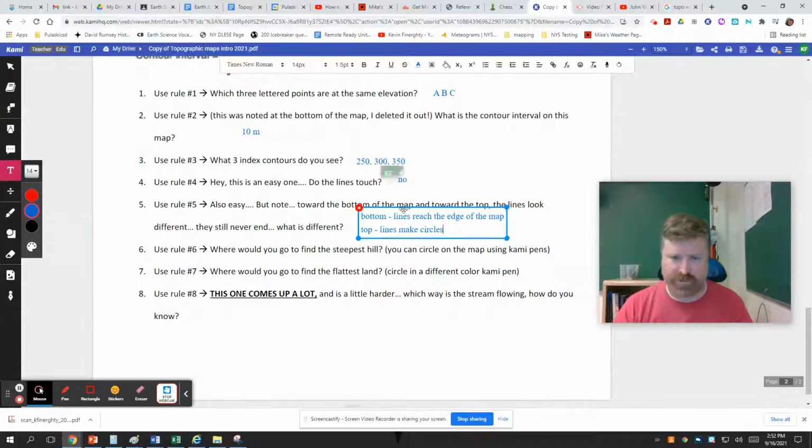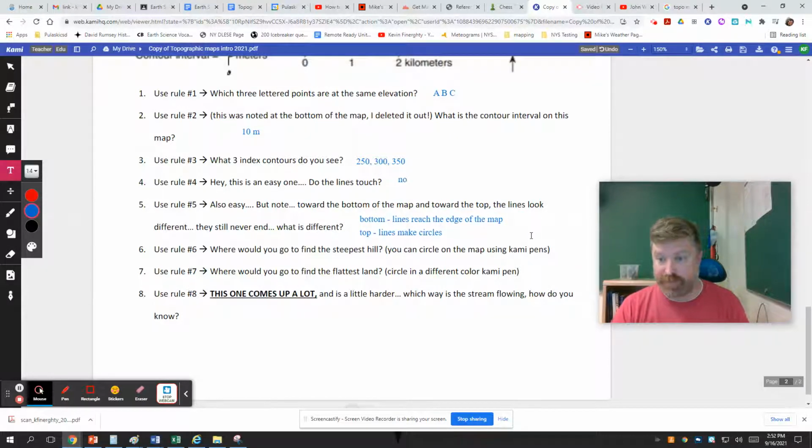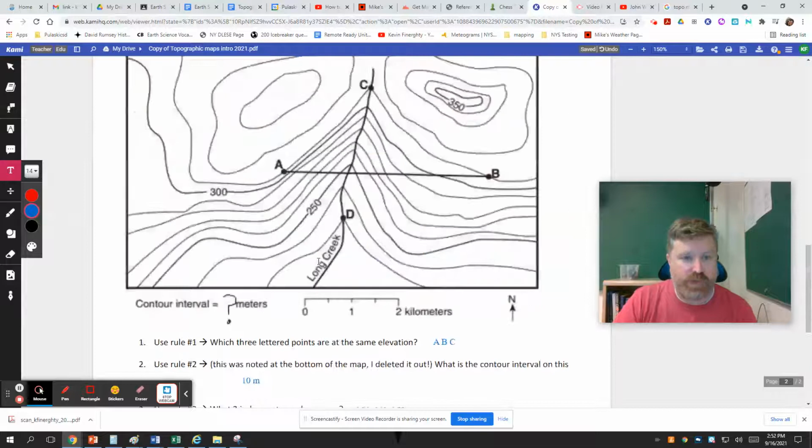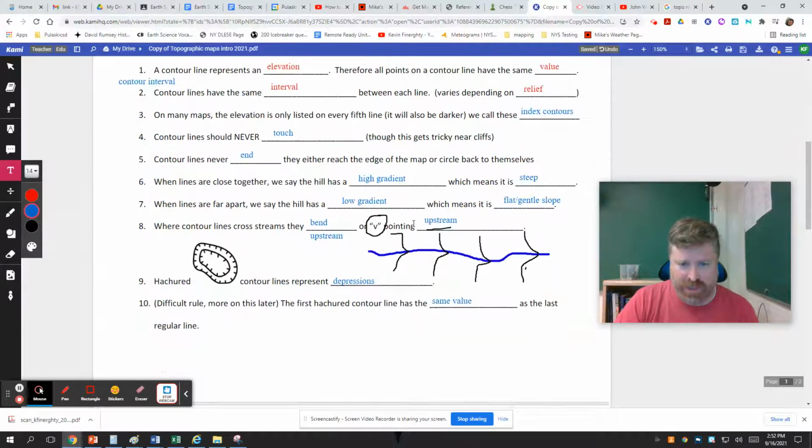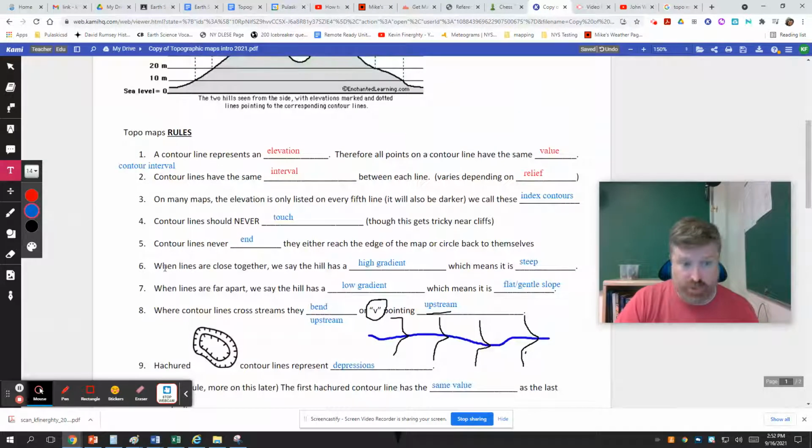You know, they're not perfect circles, obviously, because they're the shape of the hills. Rule number six, where would you go to find the steepest hill? Rule number seven, where would you go to find the gentlest hill? And I asked you to color them in. So let's do those rules. When the lines are close together, it says it has a high gradient.